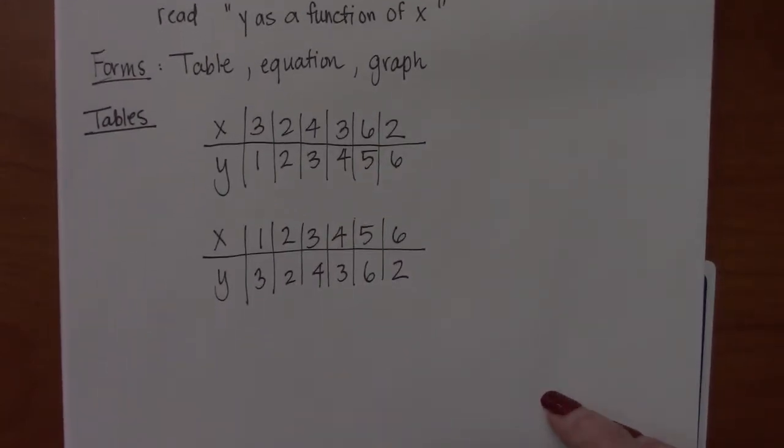So the values in this table are exactly the same, except I've switched the rows in each of these two tables, right? So the values on X in the first table are the values on Y in the second table, and vice versa. So what we want to know is, are either of these a function?